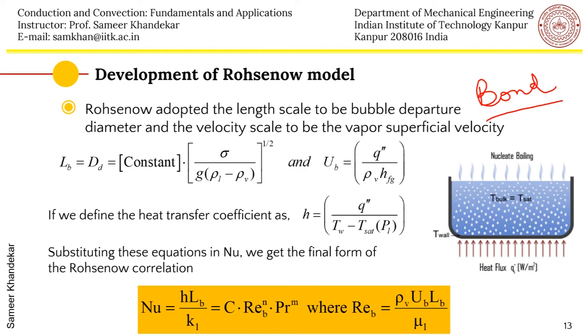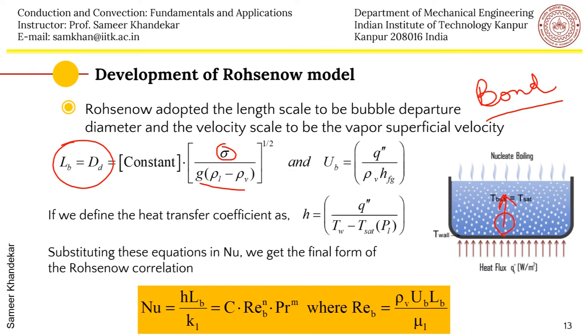What it tells you is that the departure diameter, or the length scale when the bubble will depart, is when the buoyancy force takes over the surface tension force. As the bubble grows, it sticks to the wall because of the surface tension. But as it grows bigger and bigger, its volume increases, and therefore, because g into delta rho is fixed and the volume is increasing, the buoyant forces are increasing. So a stage will come when the buoyant force will be overcoming the surface tension force, and at that time the bubble will depart.